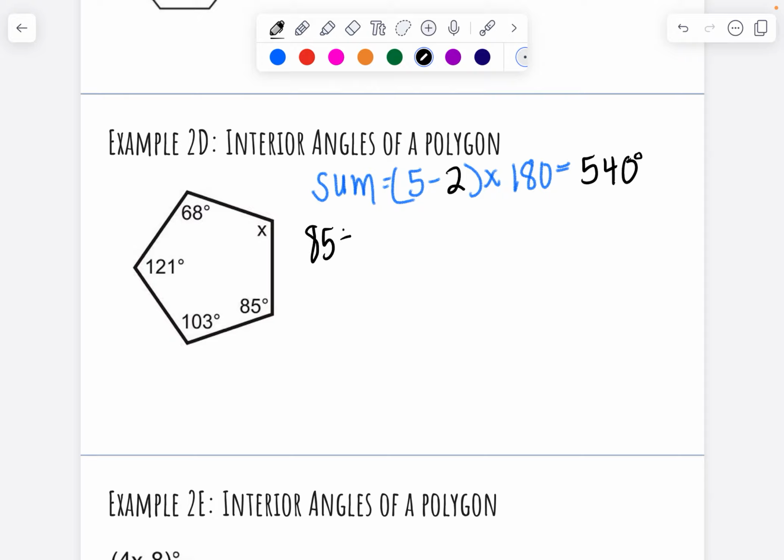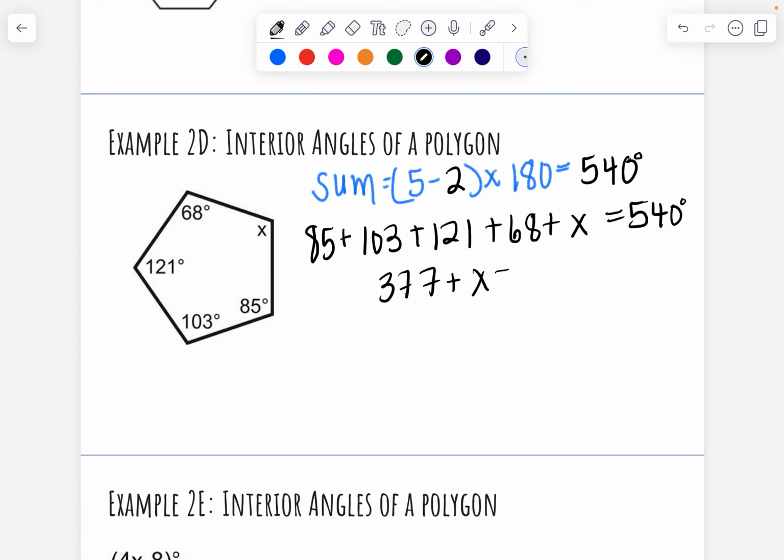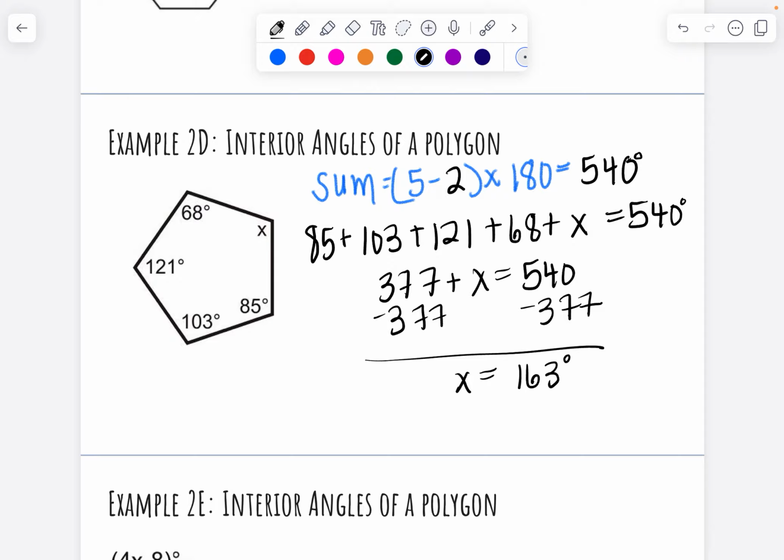So 85 plus 103 plus 121 plus 68 plus x gives me 540. If I added all those numbers together, I would get 377. So 377 plus x is 540. And then taking 377 from each side, I would get that x is 163 degrees. Again, do not forget the degrees symbol.